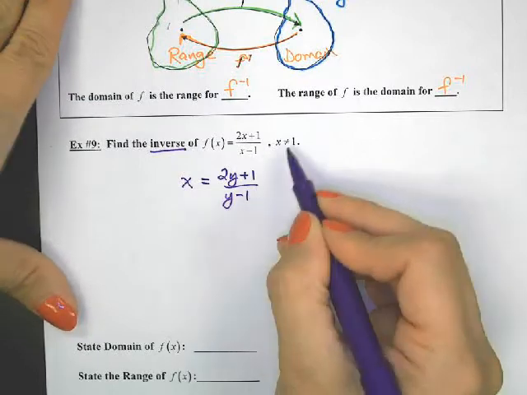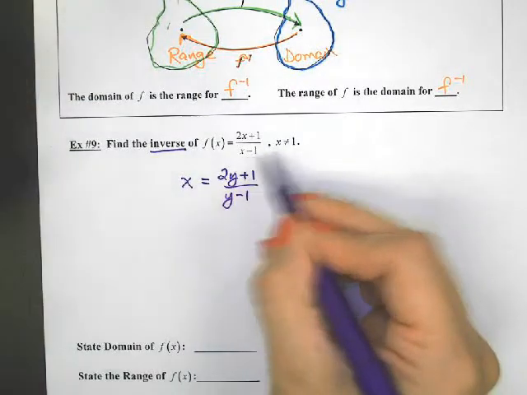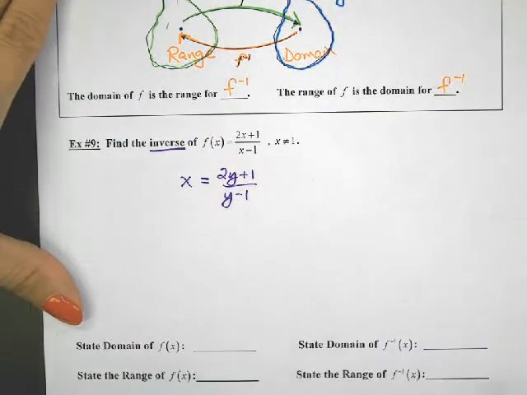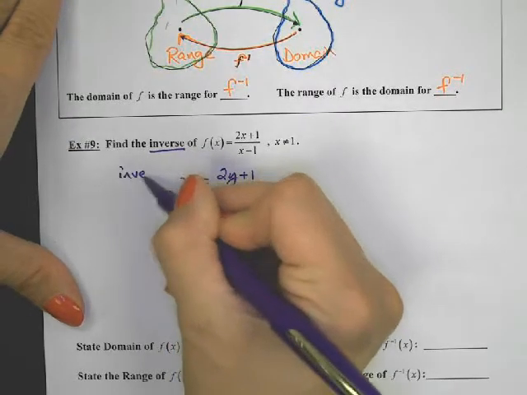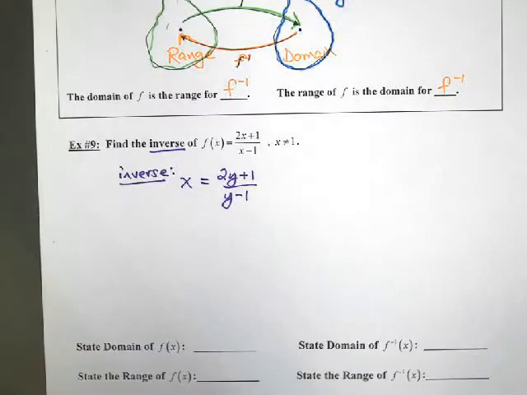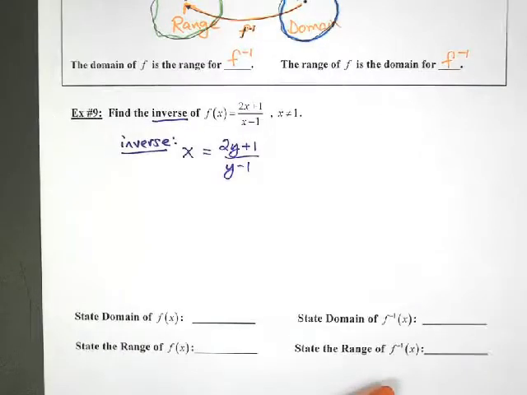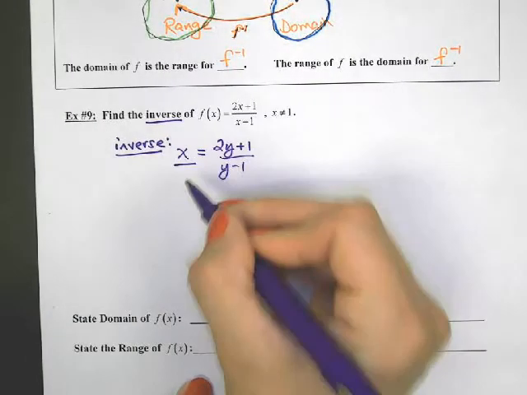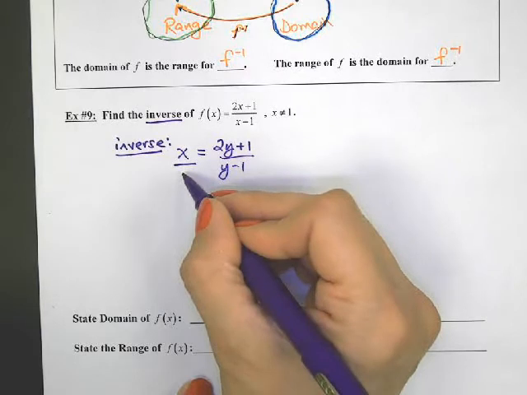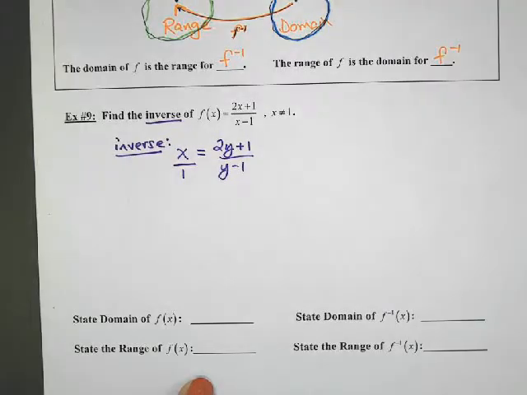Do you see why they say x can't equal 1? Because they don't want the denominator to be 0. So that's like domain. Okay, so here comes the inverse. I'm just going to label my work. Okay, step two, solve for y. So we're going to put x over the only number you're allowed to put down there, a 1.